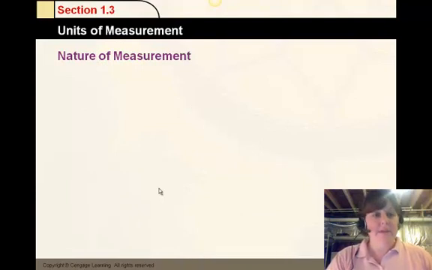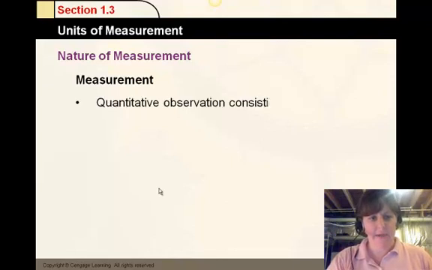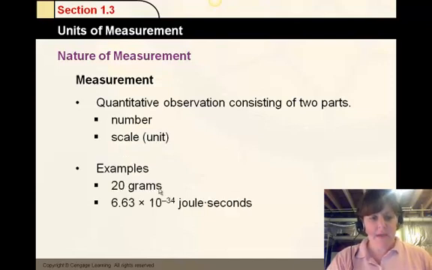One of the things you'll have to remember is, of course, measurement. We do lots of measuring in chemistry. These are quantitative observations consisting of two parts, a number and some unit. So, for example, 20 grams, if you're weighing something out on a balance, and we have special balances in AP, 20 grams, or 6.63 times 10 to the negative 34 joule seconds.